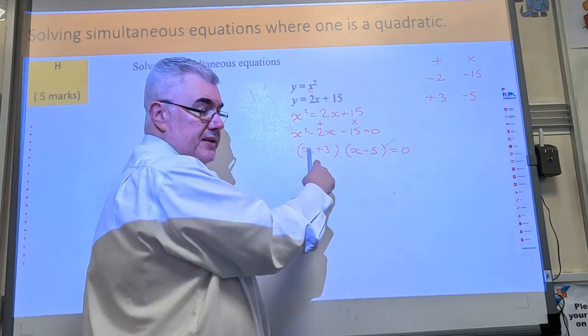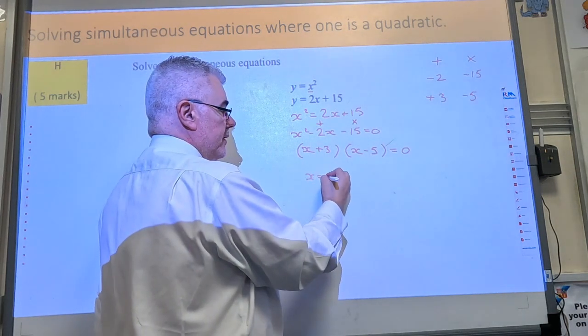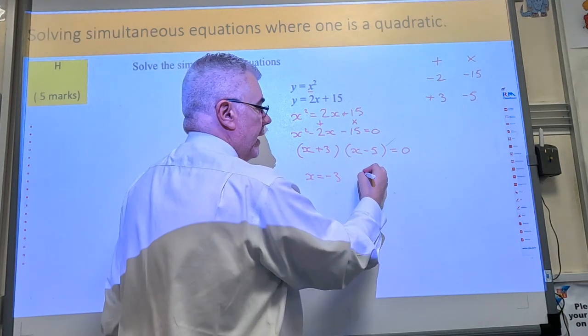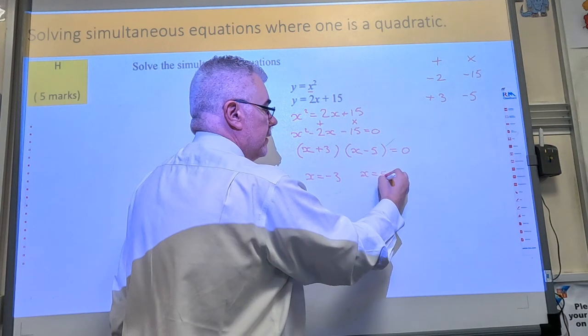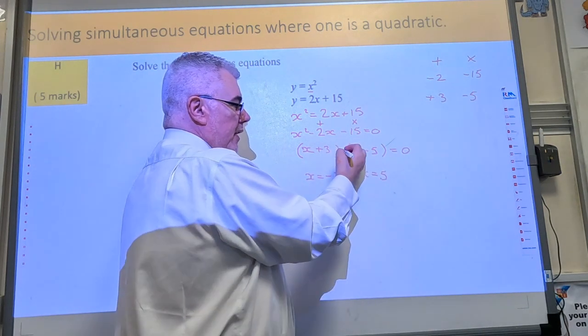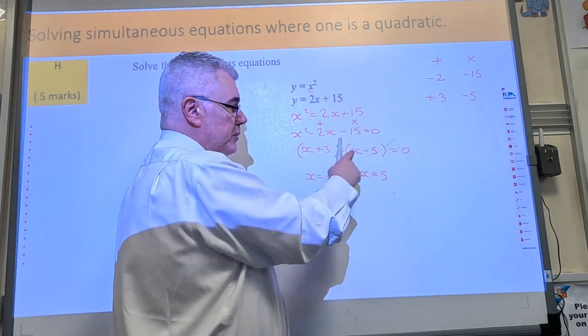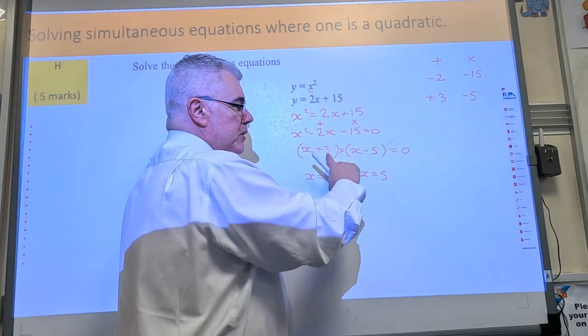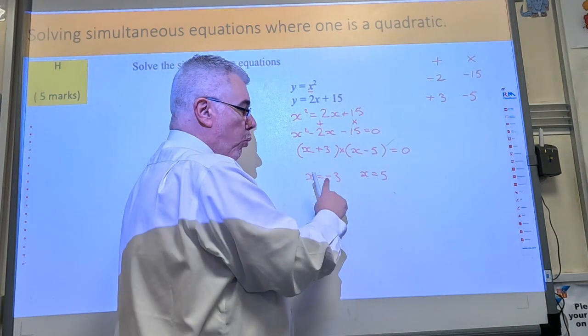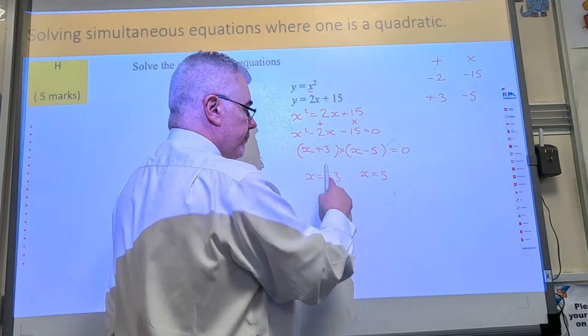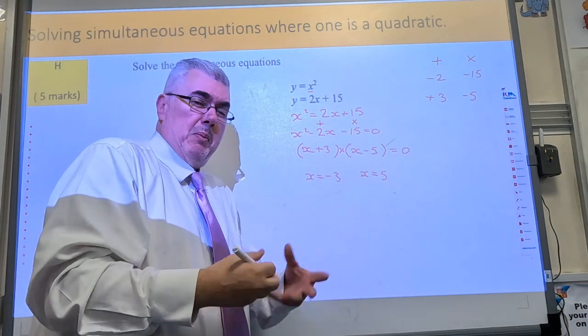What would make this bracket 0 is when x equals -3. What makes this bracket 0? X equals 5. I've got two things that are multiplied together. We don't write that multiplication in, but these two things are multiplied together. If two things multiplied together equals 0, one has to be 0. So we've got this or this. Halfway there, we're more than halfway there.